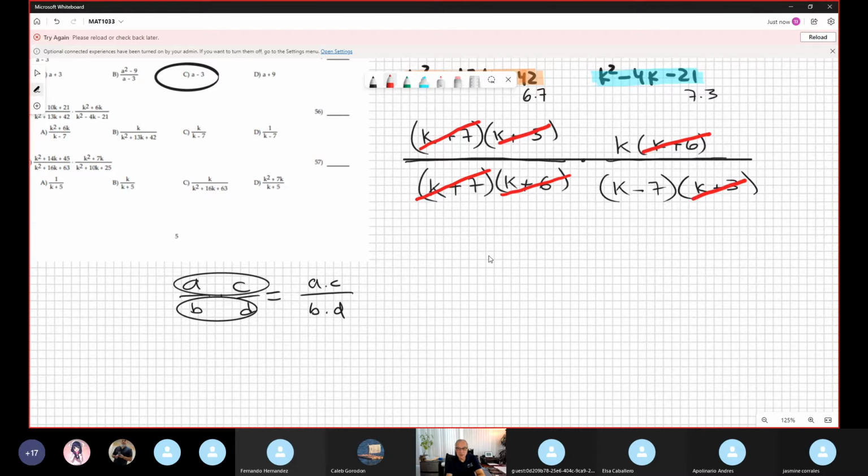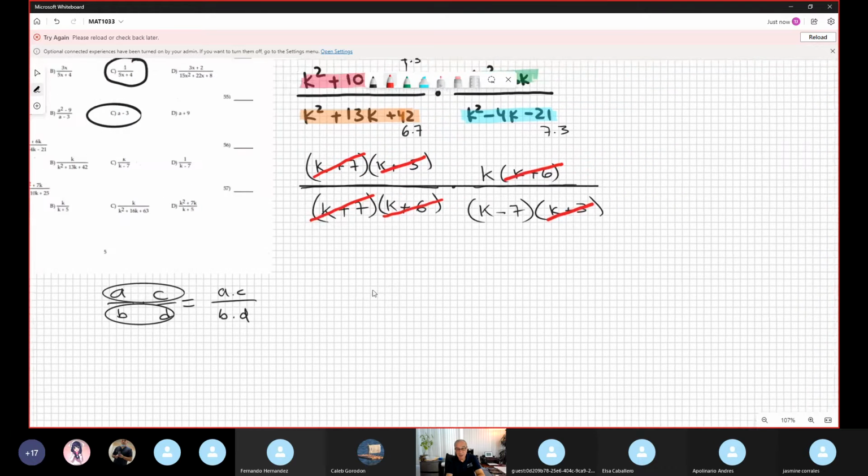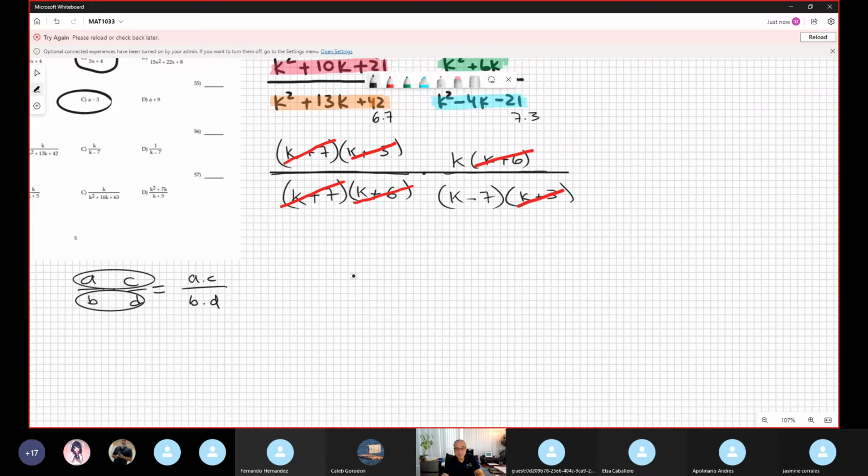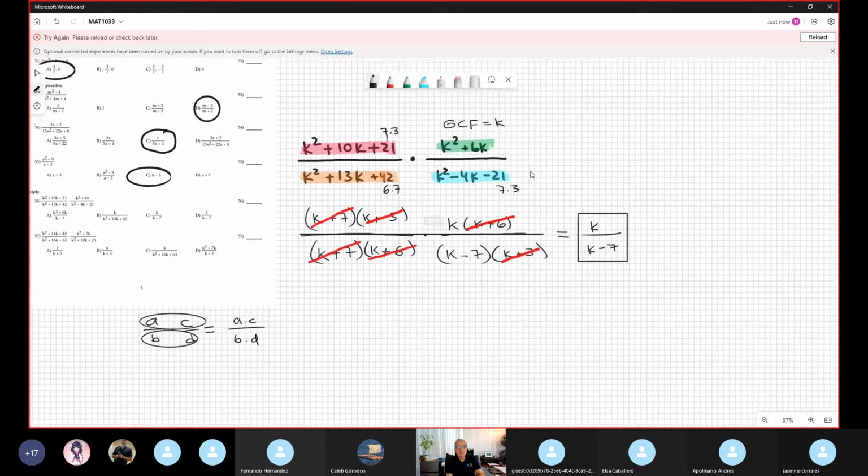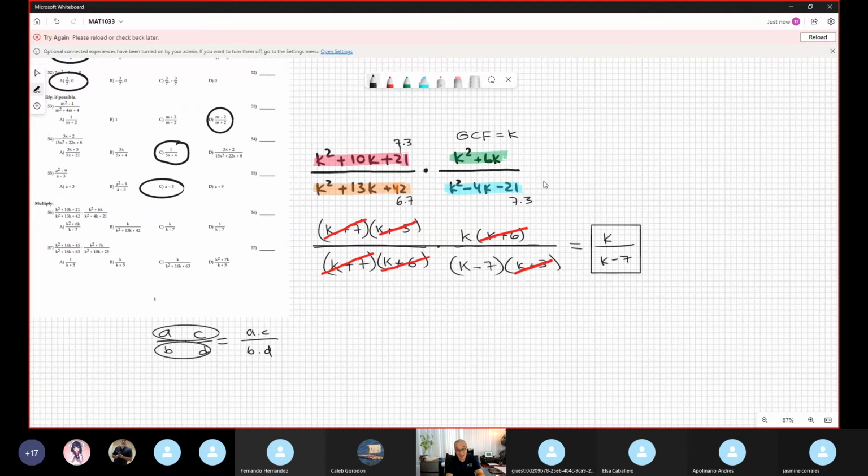Boom. And who will stay alive? In the top, k. In the bottom, k minus 7. Boom. Final answer. You see this very complicated expression, and you reduce it to one equivalent algebraic expression. The answer is k divided by k minus 7, like that. Boom. Cool. It's another application of factorization: simplify, reduce, lowest terms.